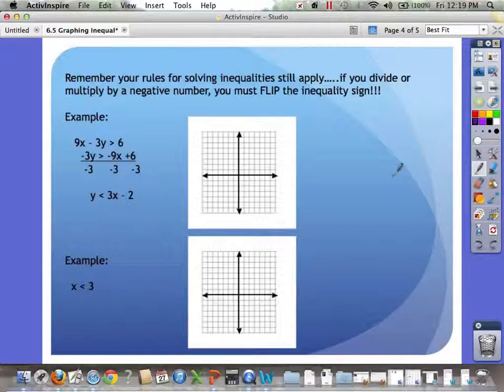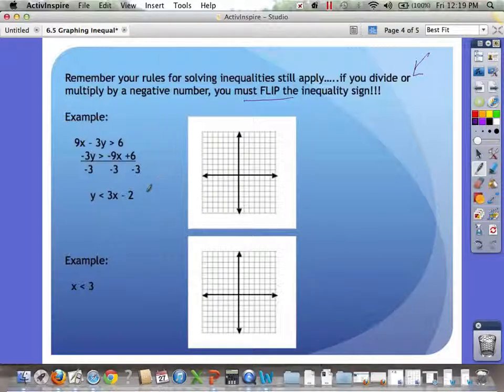All right, so you have to remember your rules for solving inequalities because they still apply, and they're not all going to be solved for y for you, so you have to do that first. So remember, the main rule with inequalities is if you divide or multiply by a negative number, you must flip your inequality sign.